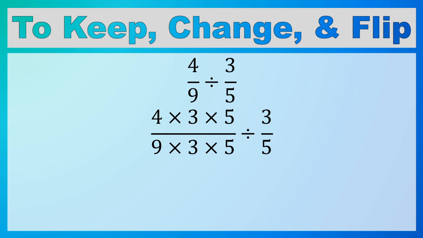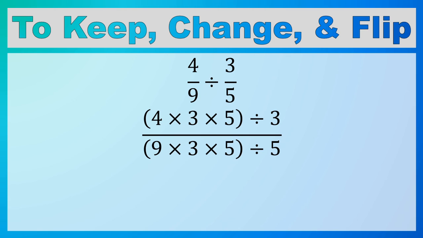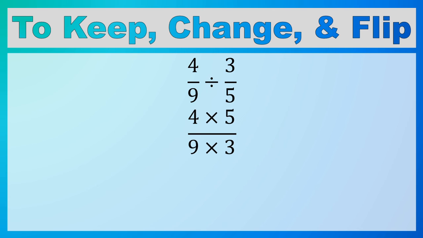To divide fractions, one way of going about that is dividing both the numerators and denominators. Now 4 times 3 times 5, and that divided by 3 would be just 4 times 5. 9 times 3 times 5, and that divided by 5, that would be just 9 times 3. And so we have 4 times 5 over 9 times 3.